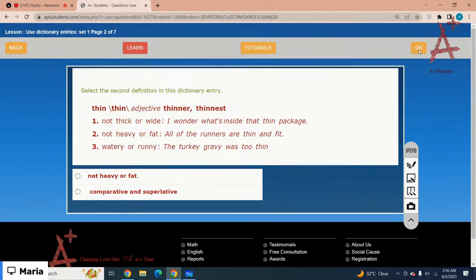The second definition means you have another meaning. You don't have only one meaning. You have more than one meaning. It would be option number one, not heavy or fat. That would be the other meaning of the word thin. Got it?